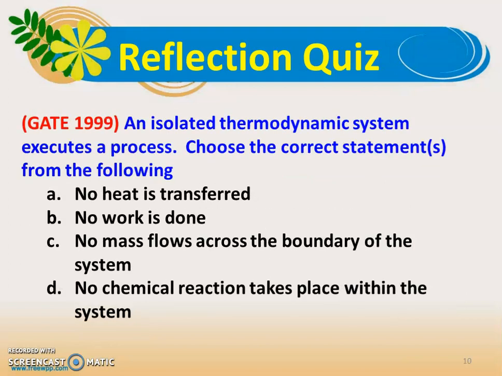I have another question from the GATE examination. GATE 99. An isolated thermodynamic system executes a process. Choose the correct statements from the following. There are four options. Among the four answers, what are all the correct answers for an isolated system? No heat is transferred, no work is done, no mass flow across the boundary of the system, no chemical reaction takes place within the system. So among the four options, the first three options are correct. Work and heat are energy. There is no heat transfer, there is no work transfer, and no mass flow across the boundary of the system. That is, the first three, A, B, C, are the correct answers.